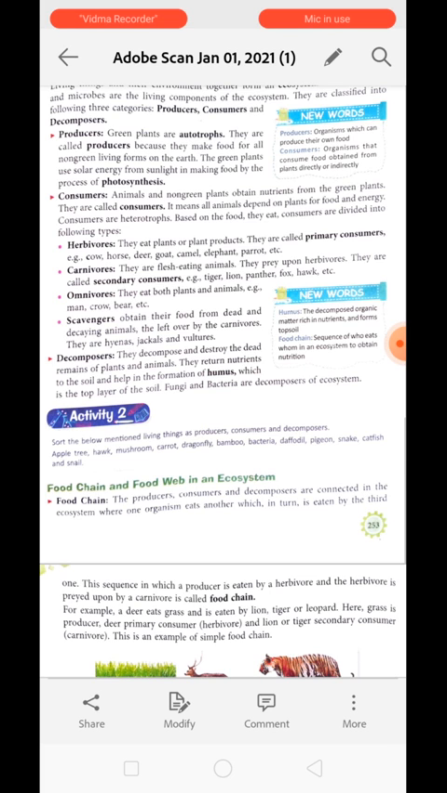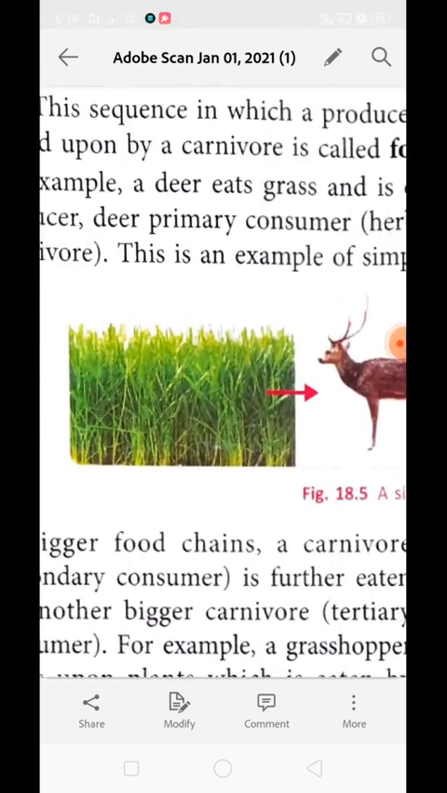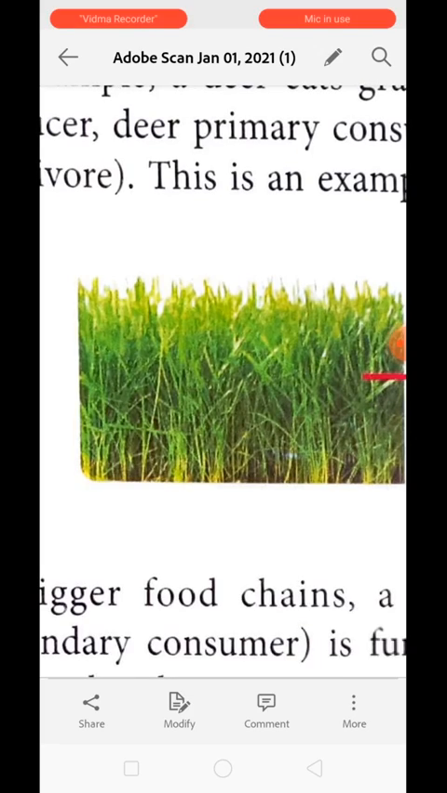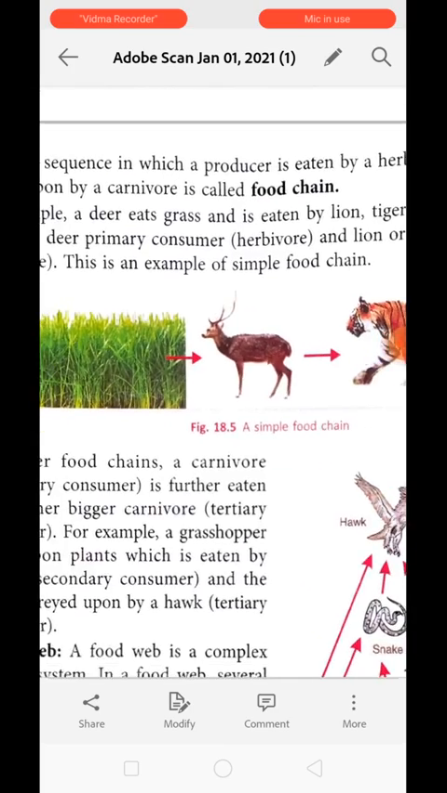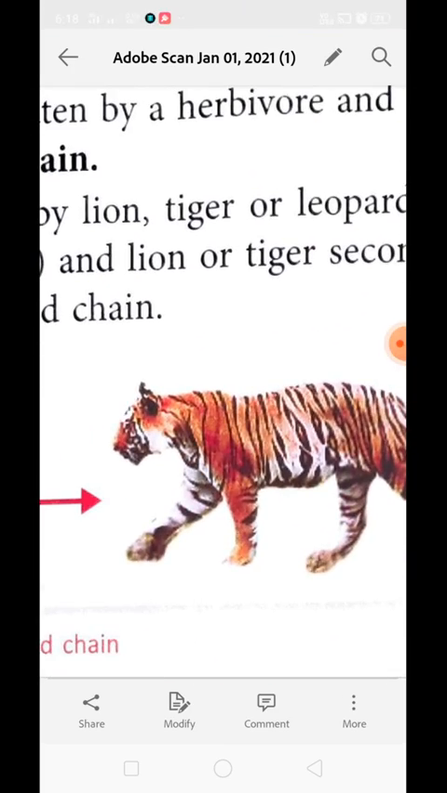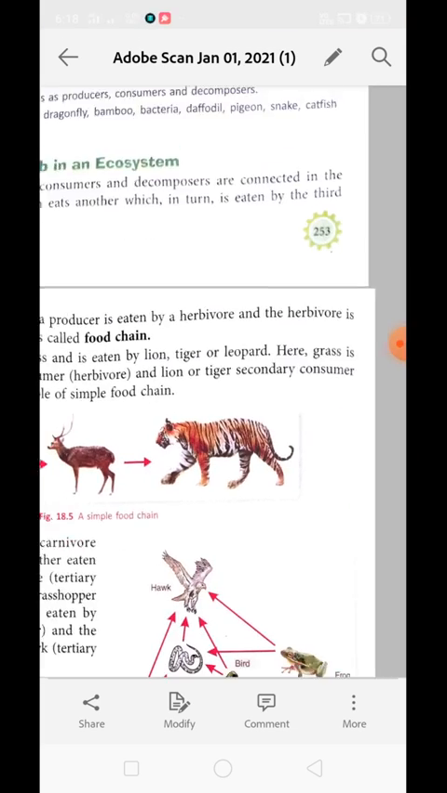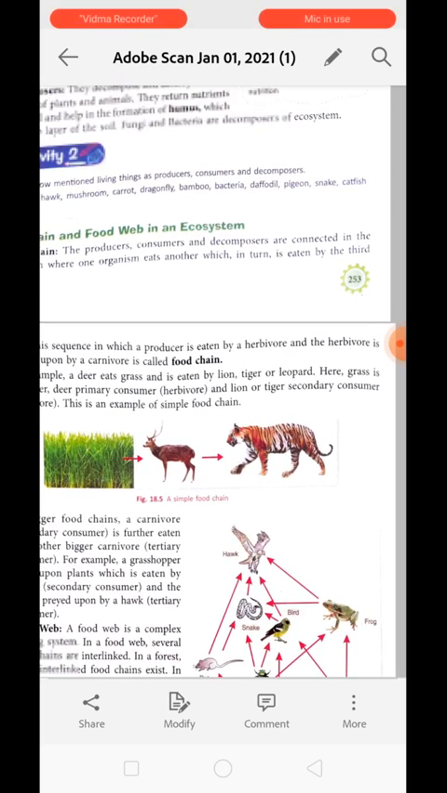Okay, in the ecosystem, one organism eats another, which in turn is eaten by a third member of this group. For example, just see, these are the producer, grasses. These are eaten by the deer, and the deer can be eaten by a tiger. Understood? A deer can eat grass and a tiger or lion can eat the deer. The sequence in which a producer is eaten by a herbivore and the herbivore is eaten by a carnivore is called a food chain. The example of grasses, deer and tiger is a simple chain.